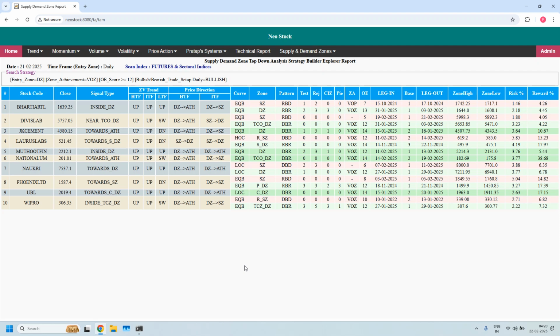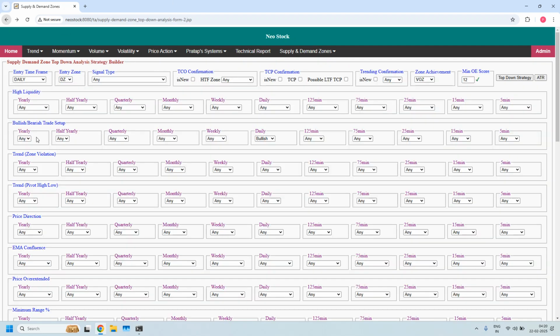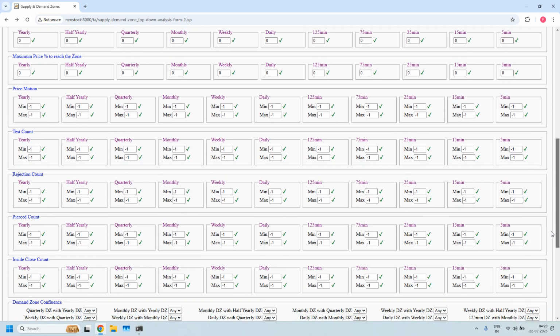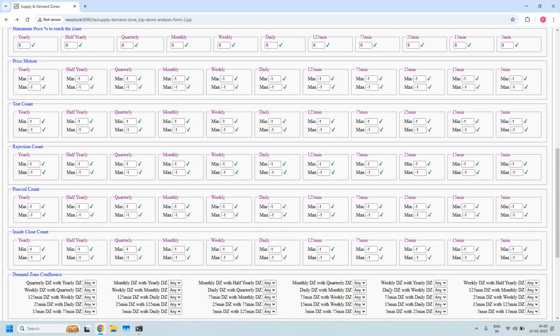First one is LTF and ITF zone confluence. Next, LTF, ITF, HTF zone confluence. Of course, we will also be using EMA confluence. Okay, first let us filter based on LTF and ITF demand zone confluence. That is a daily and weekly demand zone confluence. I am enabling that filter.